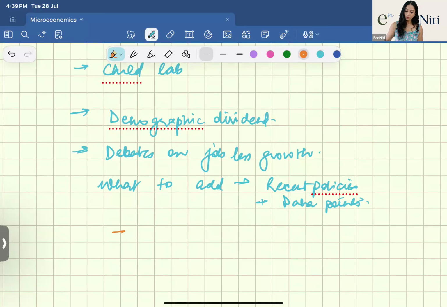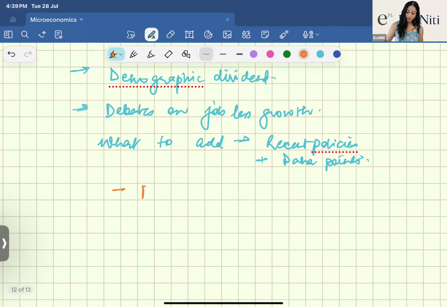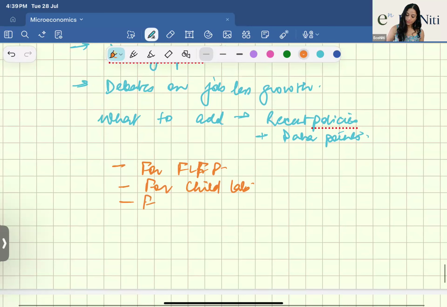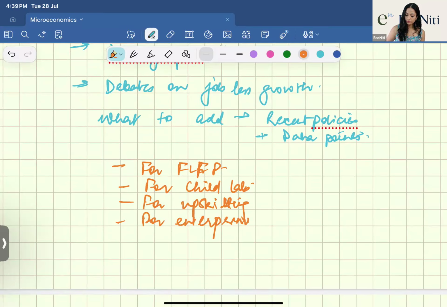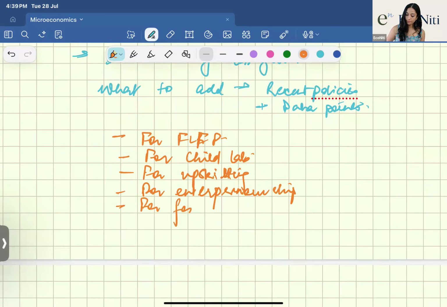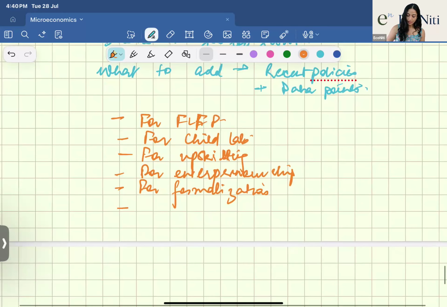Suppose you get new information about policies or schemes for female labor force participation, right? Schemes for child labor, for upskilling, right? For entrepreneurship, for formalization, right? Labor codes.